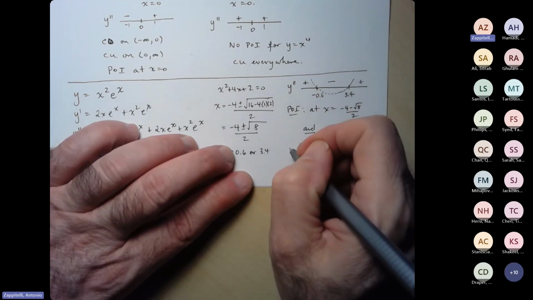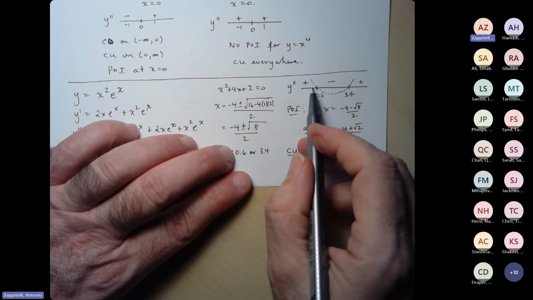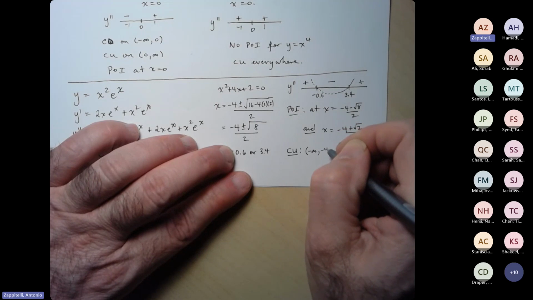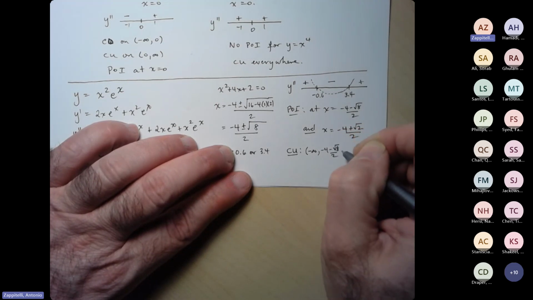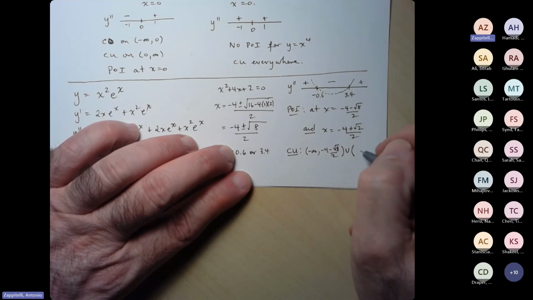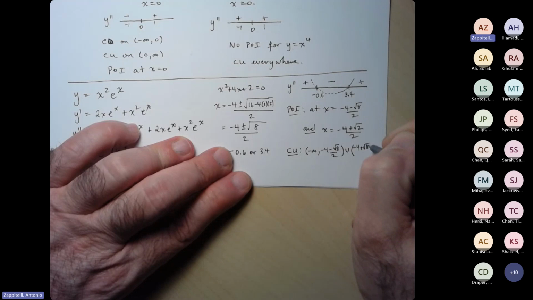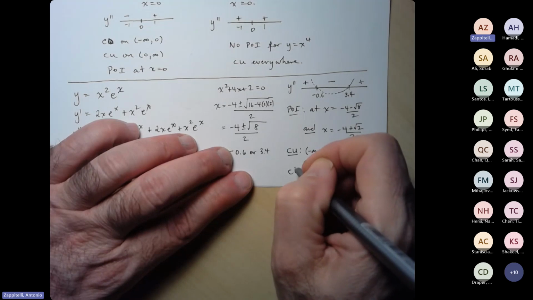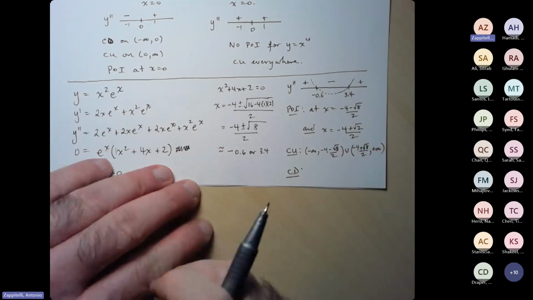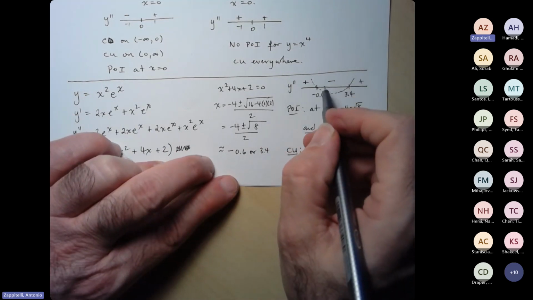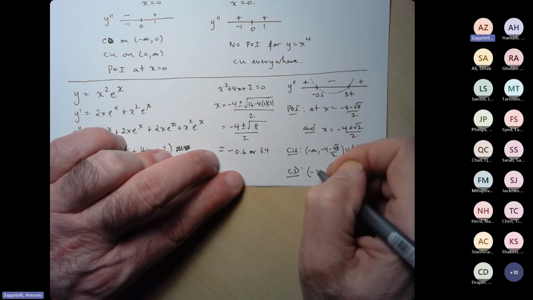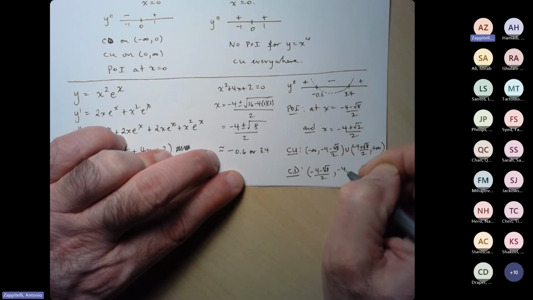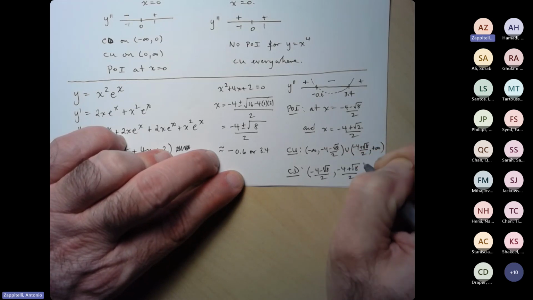Now let's see where it's concave up. It's concave up wherever the second derivative is positive. So from negative infinity to negative 4 minus root 8 over 2, and it's also positive from negative 4 plus root 8 over 2 to positive infinity. There you go. And where is it concave down? Remember, the original function is concave down whenever the second derivative is negative. So from negative 4 minus root 8 over 2 to negative 4 plus root 8 over 2.